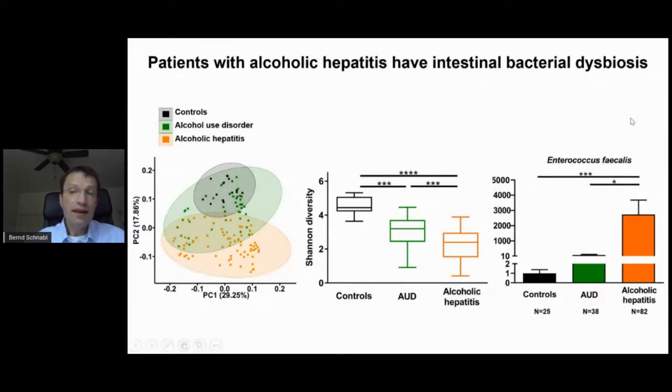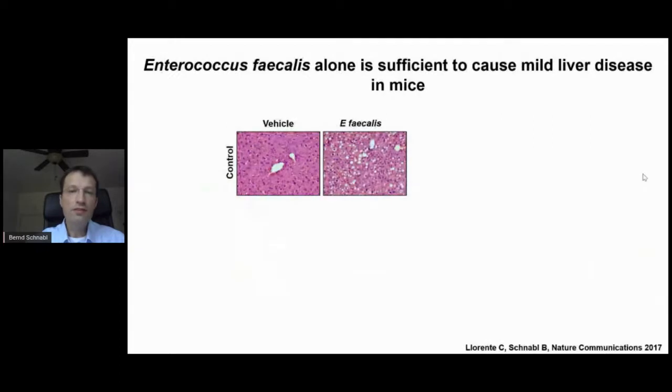Now, when we did a correlation analysis between either the absolute amount or the relative abundance of Enterococcus faecalis and the clinical outcome, the disease severity or the mortality from these alcoholic hepatitis patients, we could not find any significant correlation. However, this finding was still interesting for us.